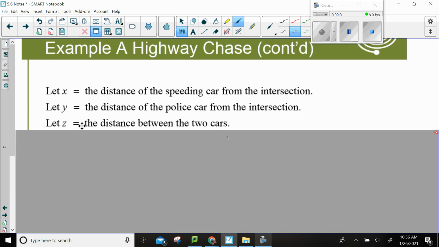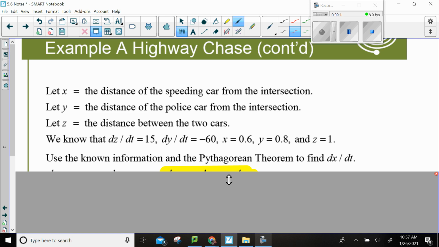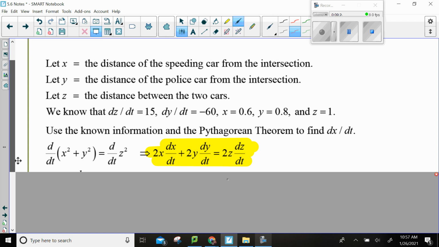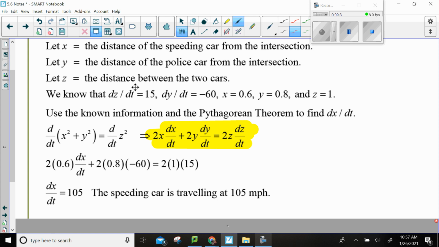So we're letting X be the distance of the speeding car, Y the distance of the police car from the intersection, and Z the distance between the two cars. We know these values, so I filled them in on my picture, and then use the Pythagorean theorem to find dx/dt. So we're finding the derivative. Fill in all the stuff that we know. We know everything but dx/dt. How fast is that speeding car traveling? Go through and find the value, and you should get 105 miles per hour.